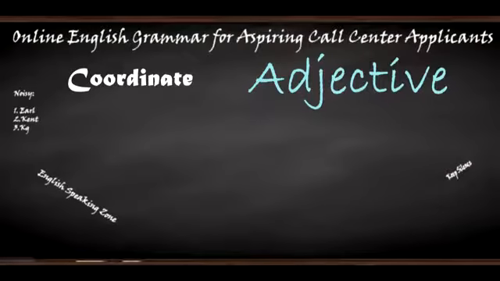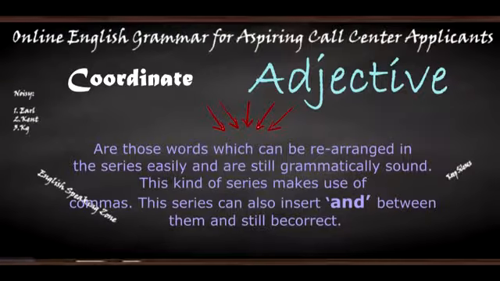Coordinate adjectives are those words which can be rearranged in the series easily and are still grammatically sound. This kind of series makes use of commas. This series can also insert "and" between them and still be correct.